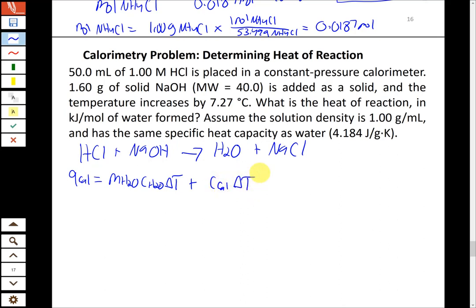Again, we didn't give you the heat capacity for the calorimeter in this one either, so we're going to ignore that term. We will have some next time where that comes into play, so don't think it's always gone, but we just need MC delta T again for the calorimeter.